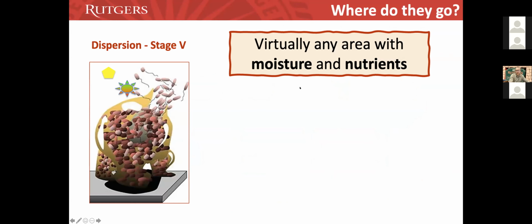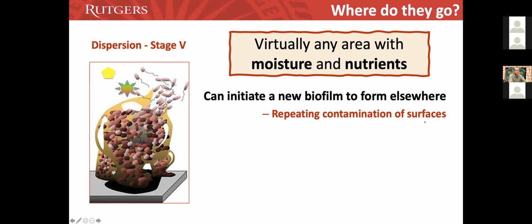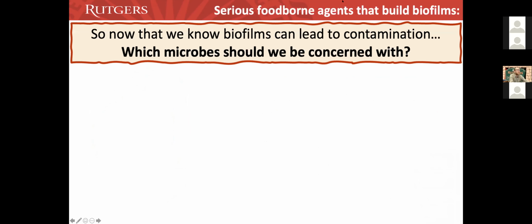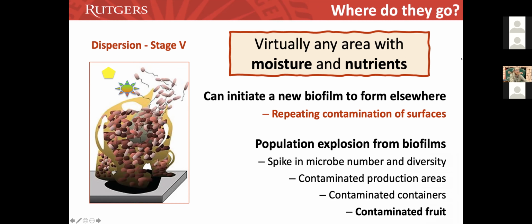So for the dispersion stage, where do all of these planktonic, the free swimming bacteria go to? Pretty much anywhere that is accessed by water or moisture, and especially nutrients, is somewhere that biofilms can be initiated after this dispersion phase. So they can start a biofilm elsewhere and lead to that population explosion.